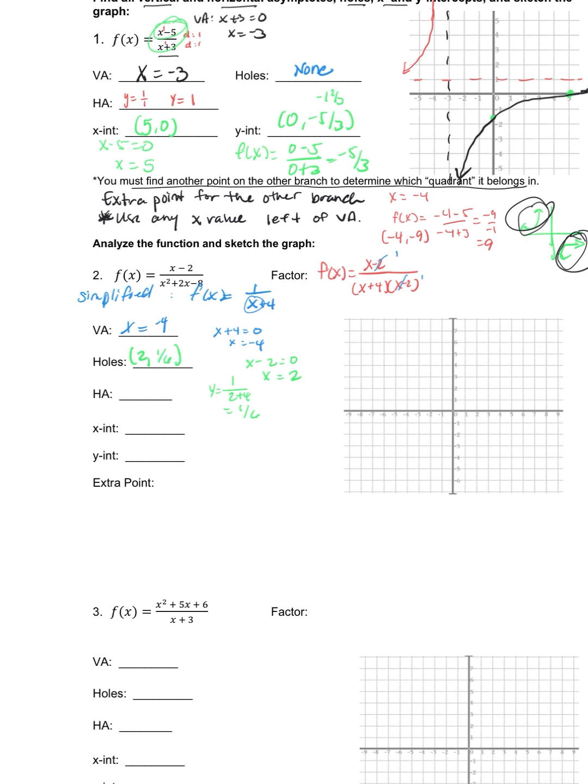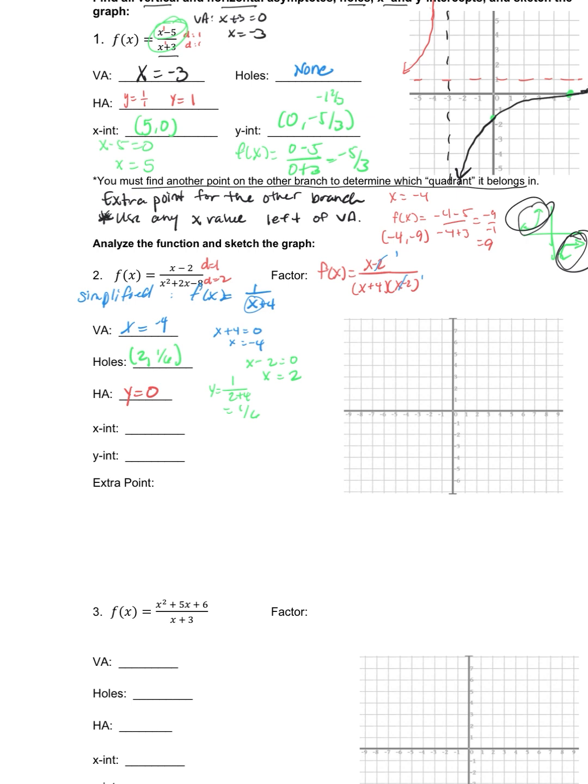Next, I look at the horizontal asymptote. Okay, so I look at the numerator. This numerator is a degree of 1. Okay. The denominator is a degree of 2. So that means my numerator is less than the denominator, so I have a horizontal asymptote at y equals 0.